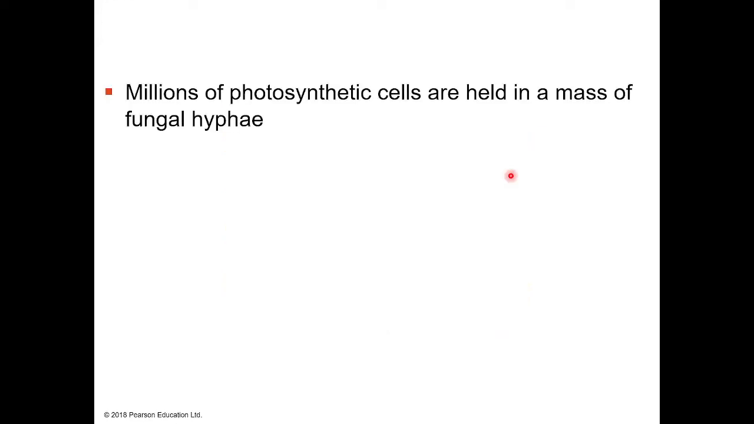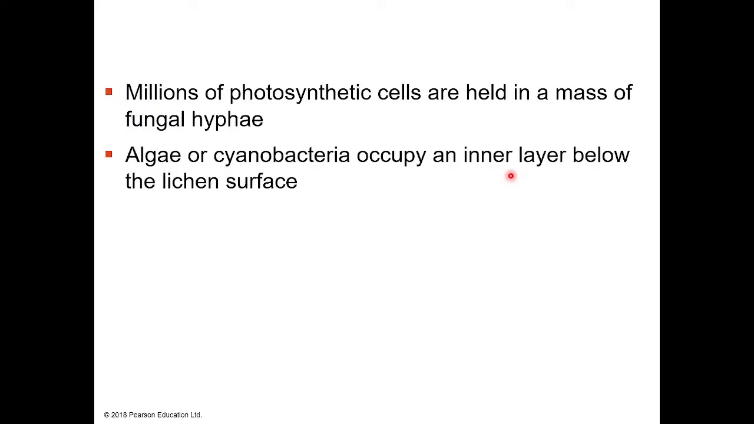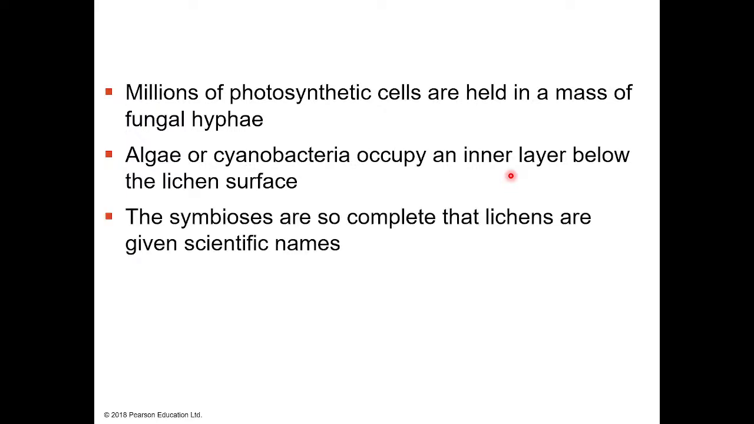Millions of photosynthetic cells are held in a mass of fungal hyphae. Algae, by the way, what I mean by algae is algler. Algae or cyanobacteria occupy an inner layer below the lichen surface. The symbioses are so complete that lichens are given scientific names.